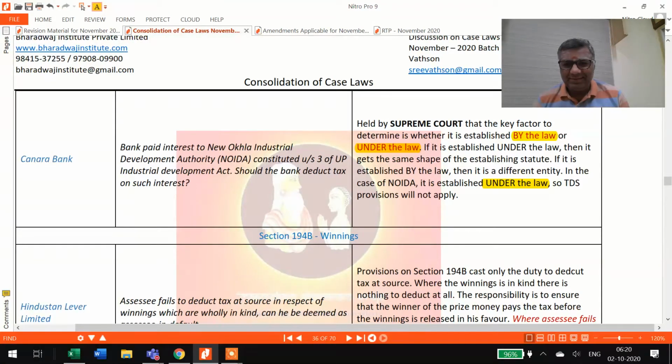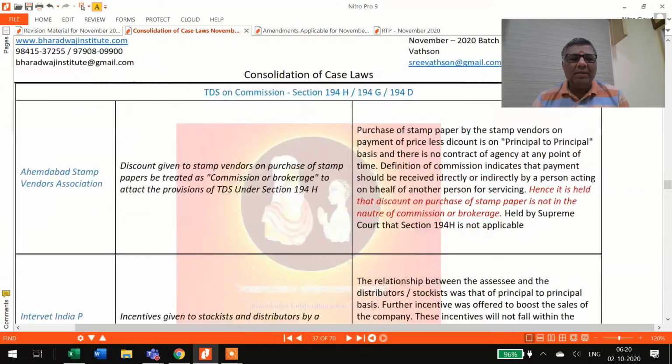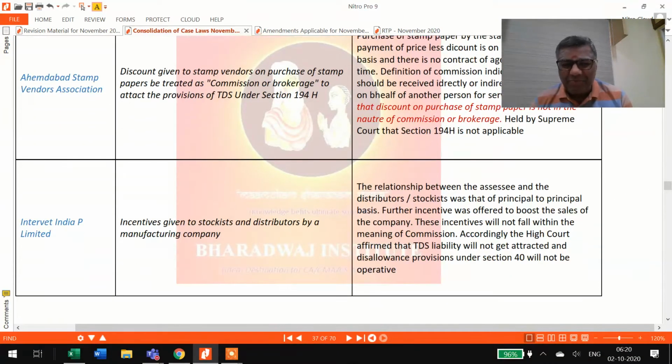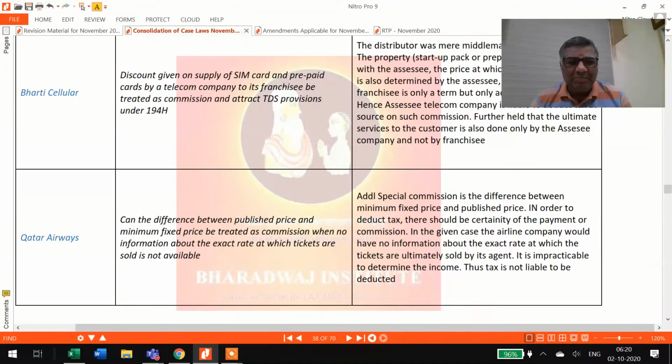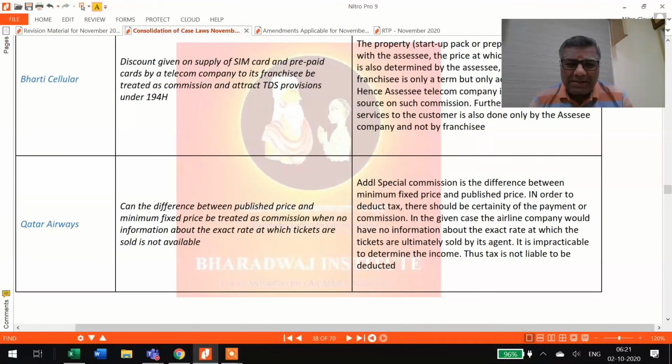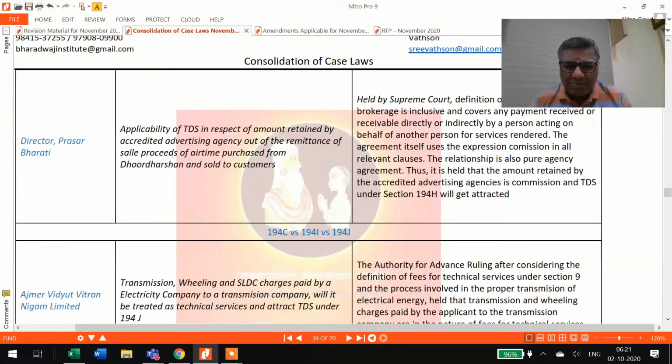Sorry. Okay. Friends, as far as discount is concerned, stamp vendors, you all know, stamp vendors, and Qatar Airways. Bharti Cellular and others, now there are no more such systems. Okay, so please remember stamp vendors and Qatar Airways, more than sufficient.